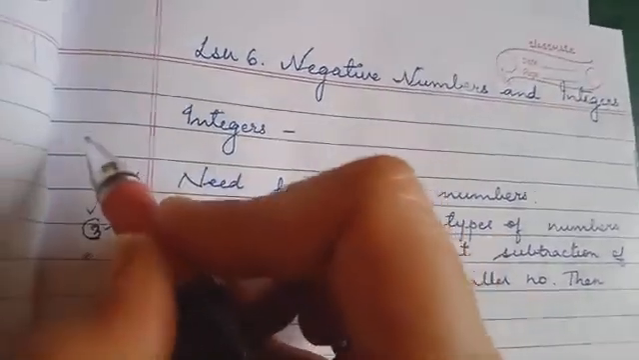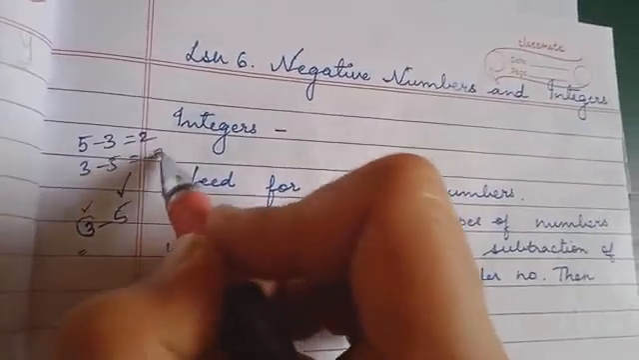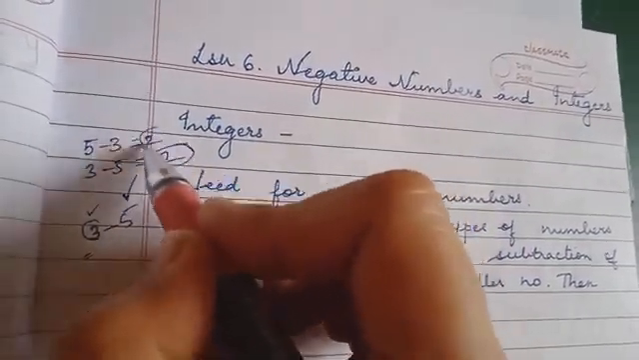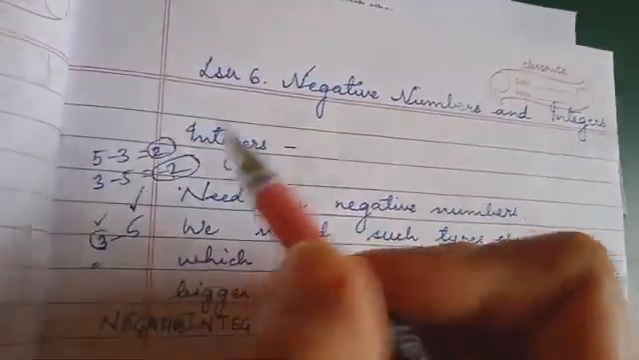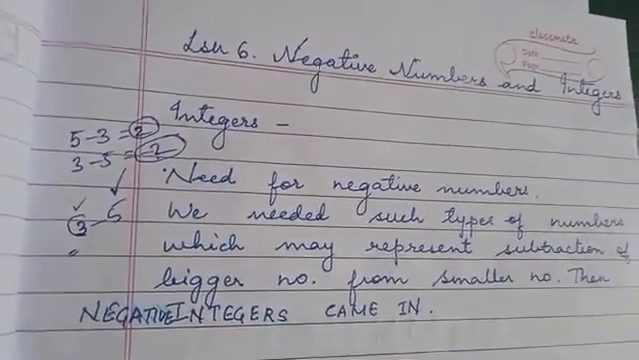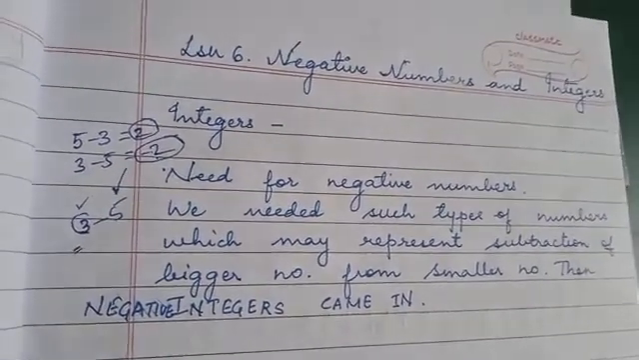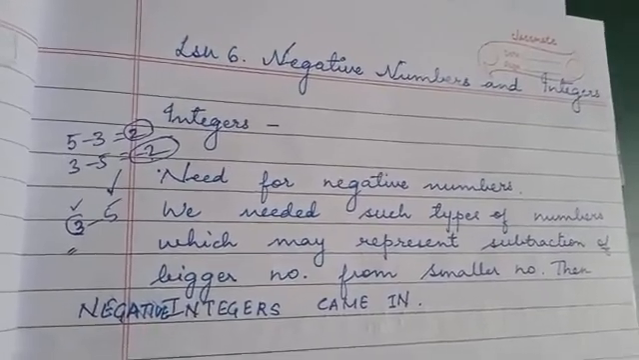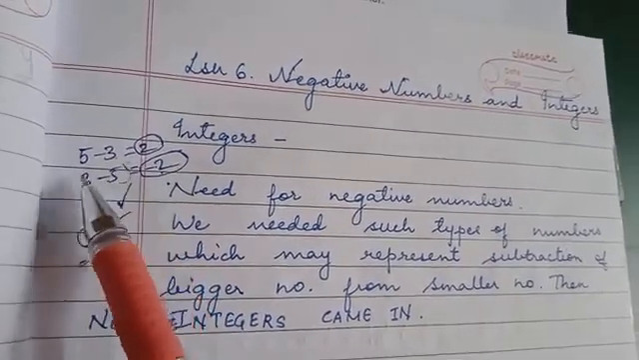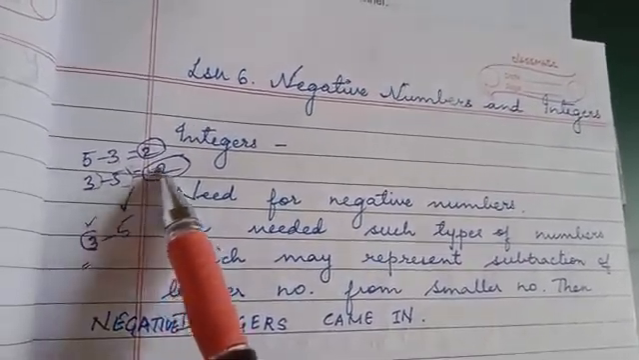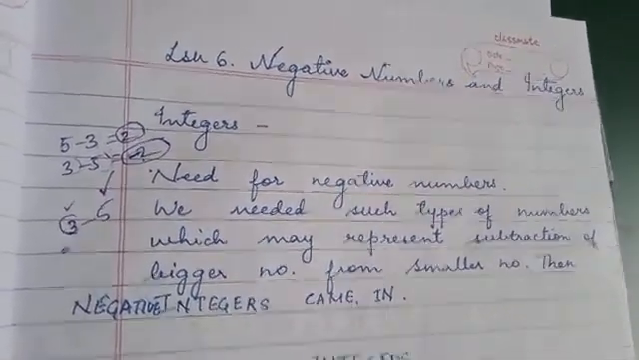So till now you have studied 5 minus 3 is 2. Now you will study 3 minus 5 is minus 2. So the difference is minus 2 and 2. The opposite of 2 is minus 2. The opposite of minus 2 is 2. You will not understand clearly now because you don't know what negative integers are. So why did the need come? Before, we were subtracting a smaller number from a bigger number. Now we are subtracting a bigger number from a smaller number. That's why negative integers came in.